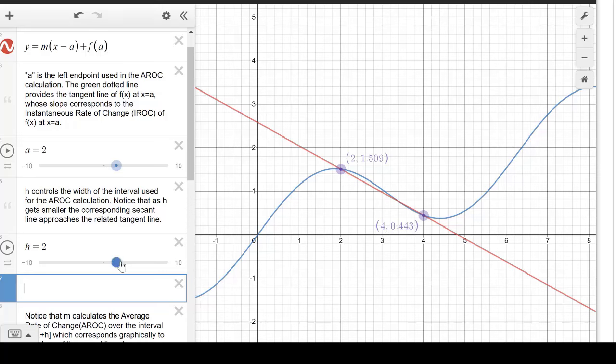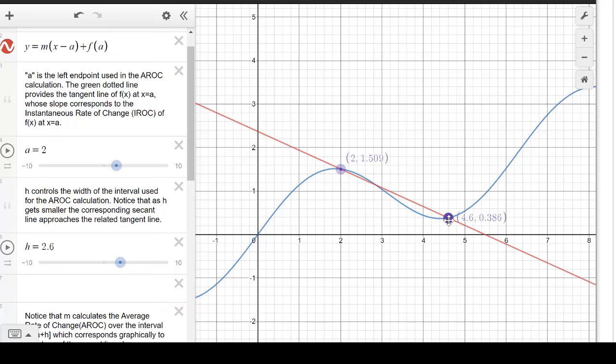You can play with this yourself and change these values to whatever you want, and you can see how the secant line will change. Here we're at about 5 on the right-hand point, so this interval would be 2 to 5, and this would be the corresponding secant line. If you're having trouble sketching secant lines, this might be a good tool to practice.